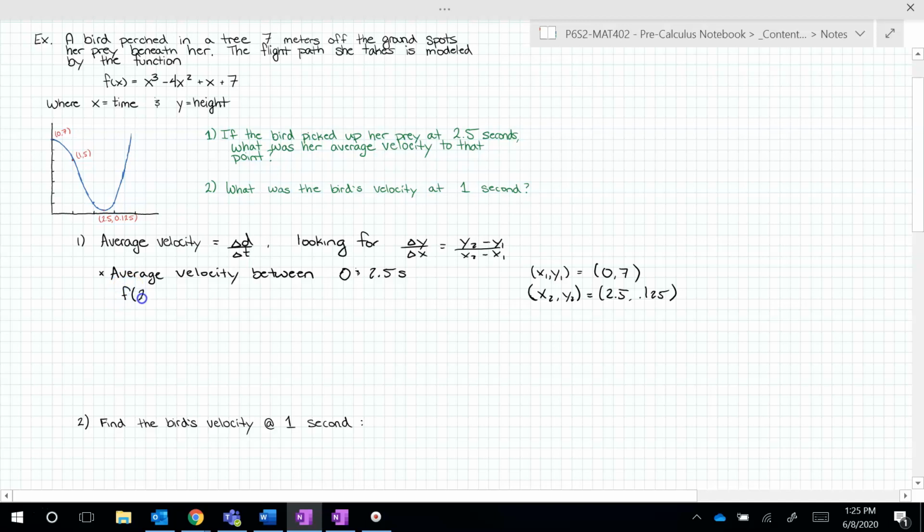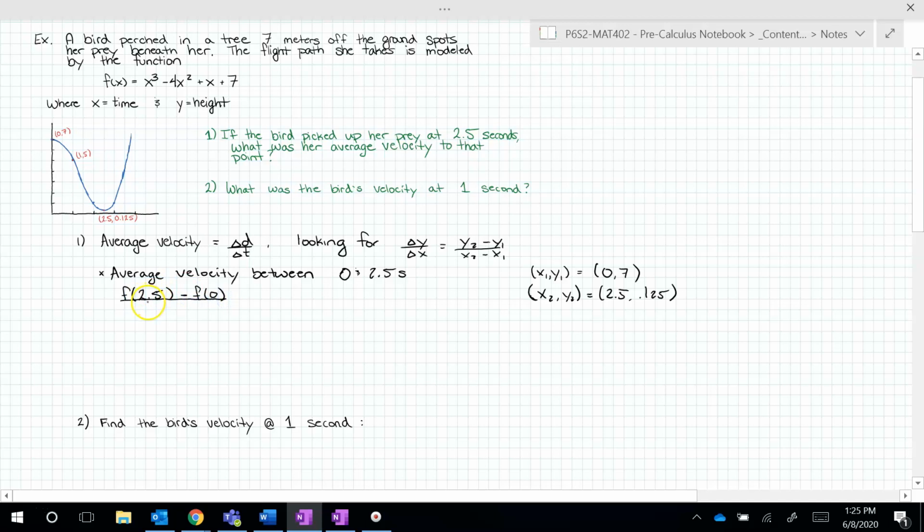So if I'm trying to find this average velocity, another way that we can look at this is to ask what's the function value. Because this is the y-coordinate, y2 is f of 2.5, and the y-coordinate at the first point at 0 is just f of 0.